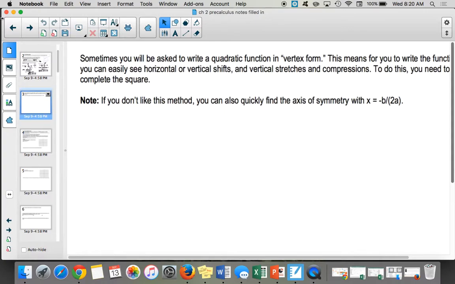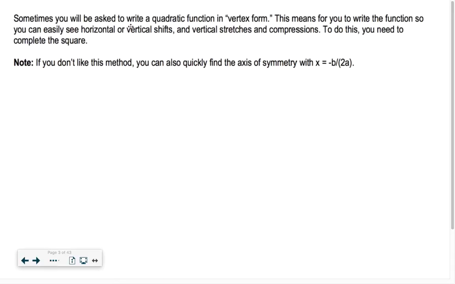So it says sometimes you will be asked to write a quadratic function in vertex form. This means that you need to write the function so you can easily see what kinds of shifts have happened. Has it gone to the right 2, up 5, what has happened? Okay, and a lot of times in order to do this we use completing the square. Do you guys remember completing the square? All of you just got this look of panic. All right, it's not very fun to complete the square, right? So there's probably an easier way. I'm going to teach you both ways, okay?